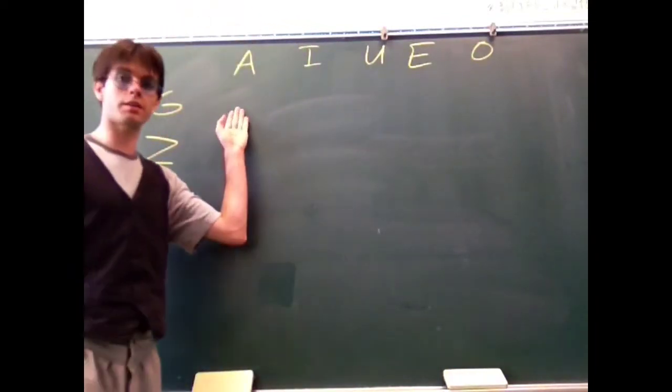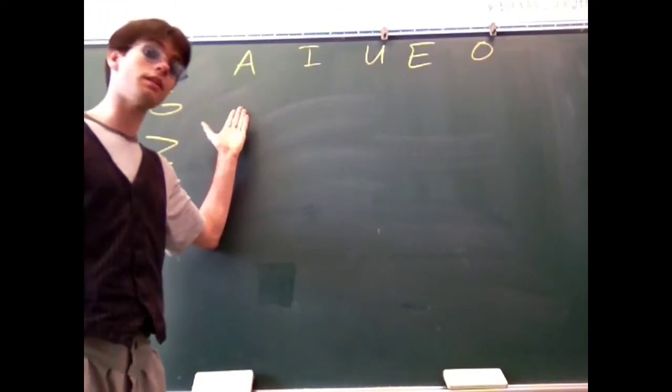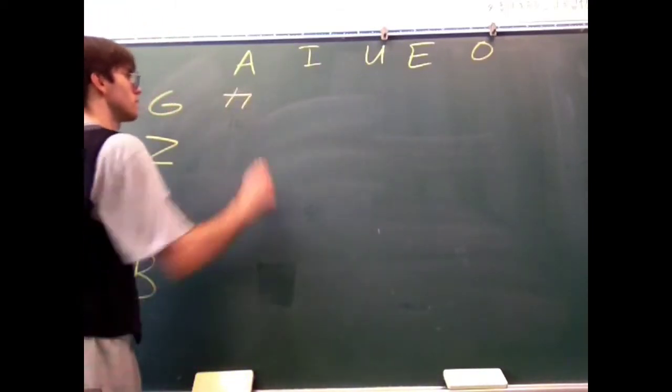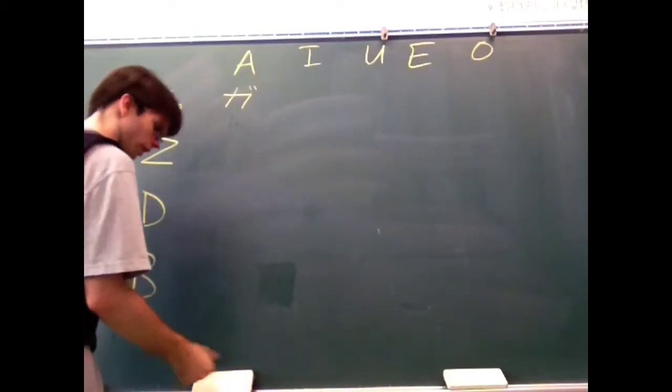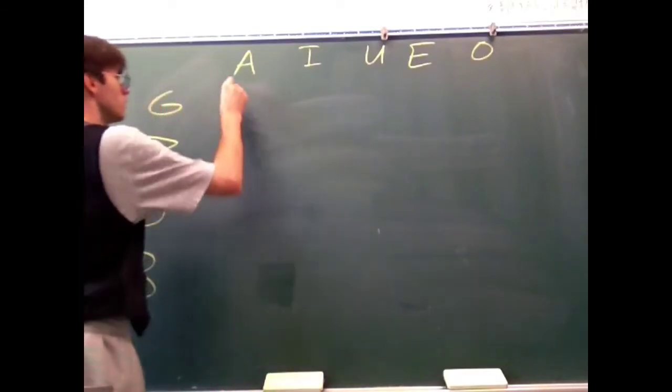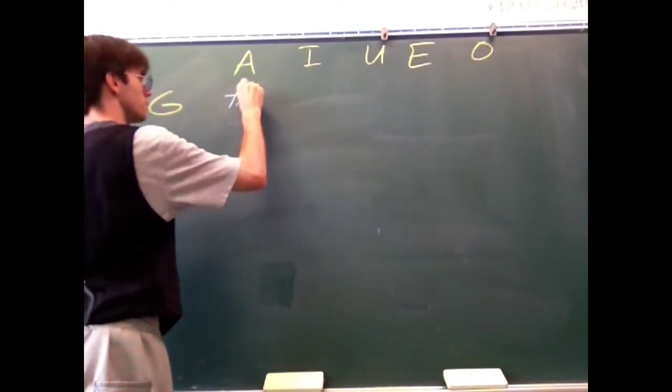G and A makes ga. Its base form is ka. So you've got ka, and you put the ten on it. Let's use white, white's better for this. So you've got ka, you put ten on it. That's ga.